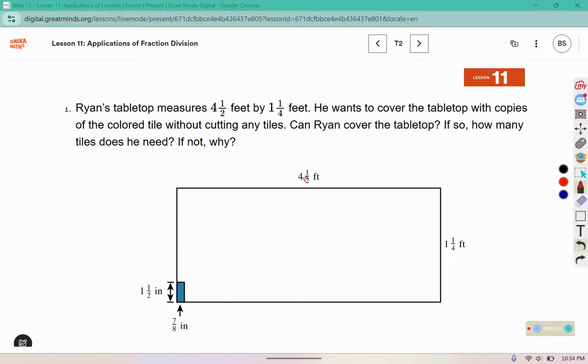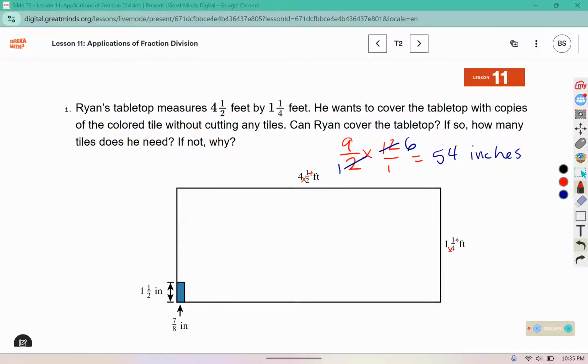4.5 we can change to an improper fraction. 4 times 2 is 8, plus the top would make 9/2. And there are 12 inches in a foot. We can divide out the 2. 9 times 6 is 54 inches.